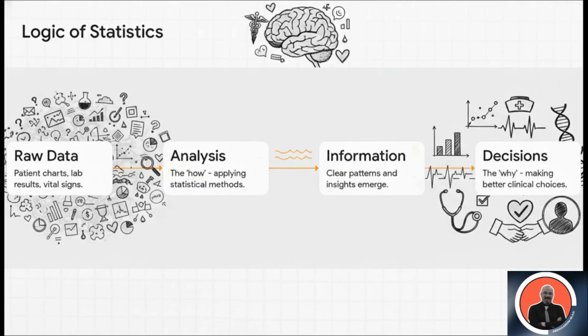Now, what's really cool about this slide is the flow that it shows you. It's a clear, logical pathway. You start with raw, sometimes super confusing data. Then you apply statistical methods. That's the how. This process transforms those messy numbers into understandable information, suddenly revealing patterns you just couldn't see before. And all of that leads directly to the why we do this in the first place, making smarter, evidence-based clinical decisions that actually improve patient outcomes.